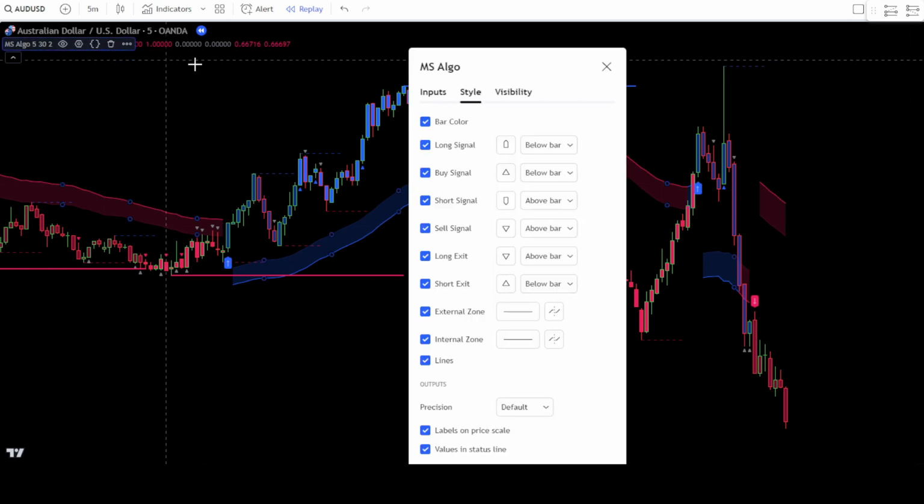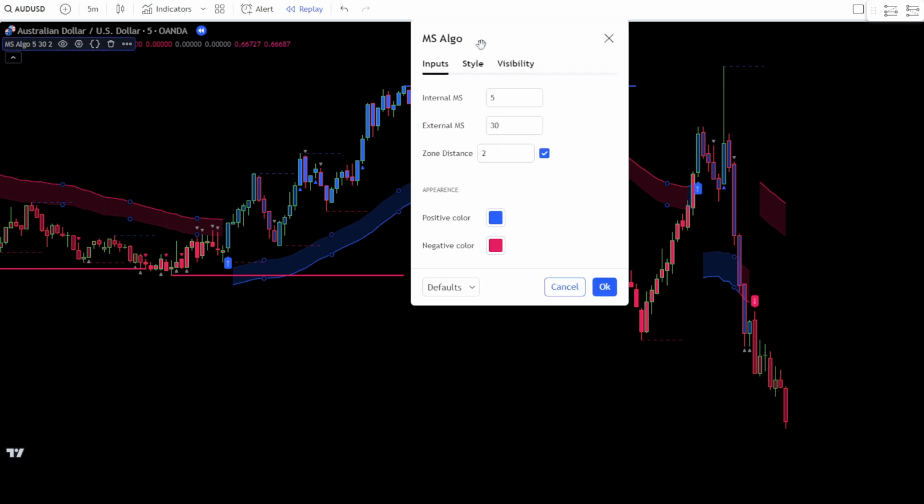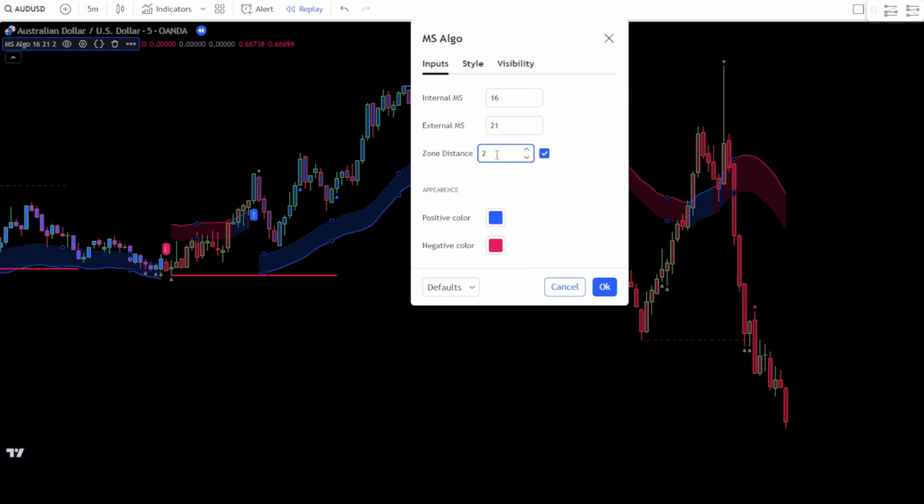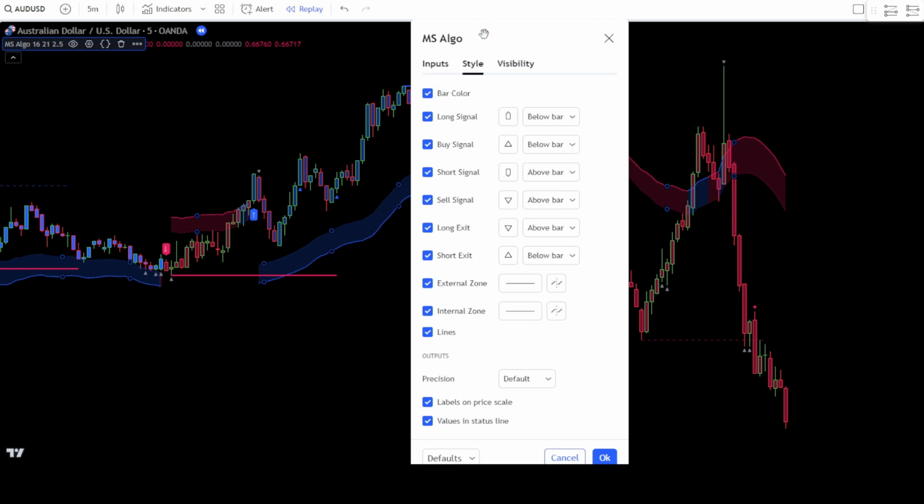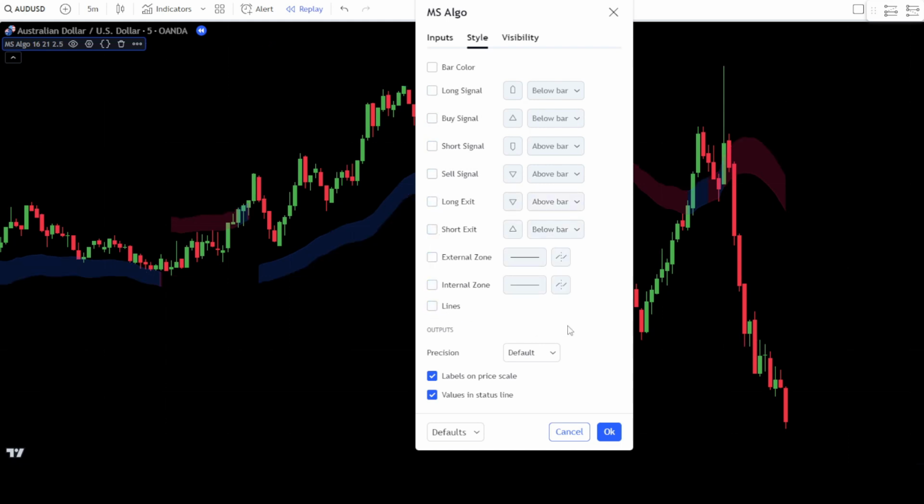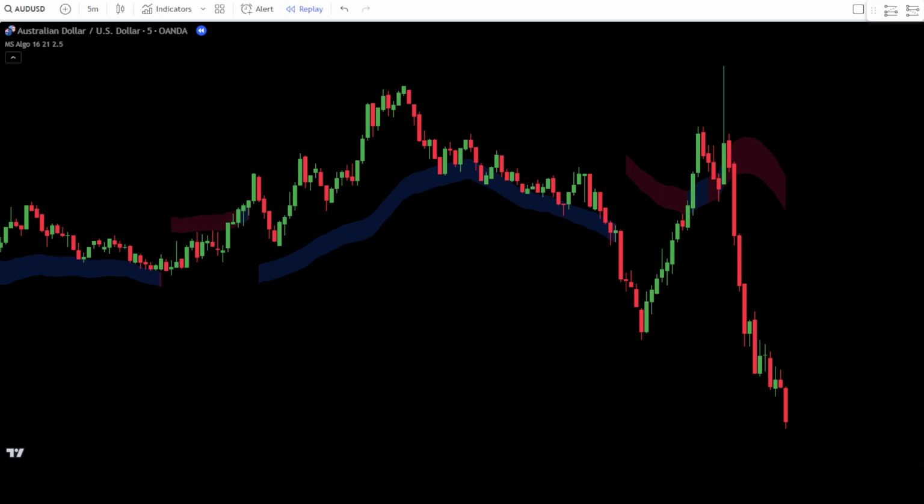Next, configure the Market Structure Algo indicator. In the Input tab, change the internal market structure to 16. Then also change the external market structure value to 21. For the zone distance, change the value to 2.5. After that, go to the Style tab. In the Style tab, uncheck all the boxes for the indicator. Once done, click OK to confirm the changes.